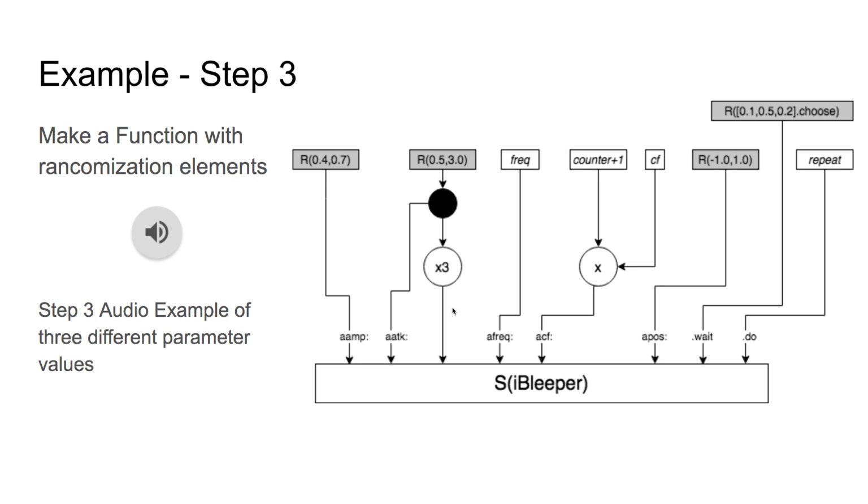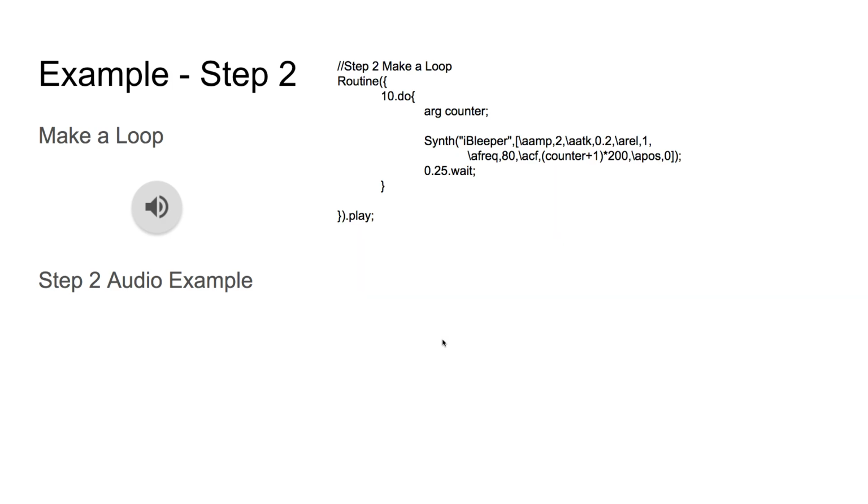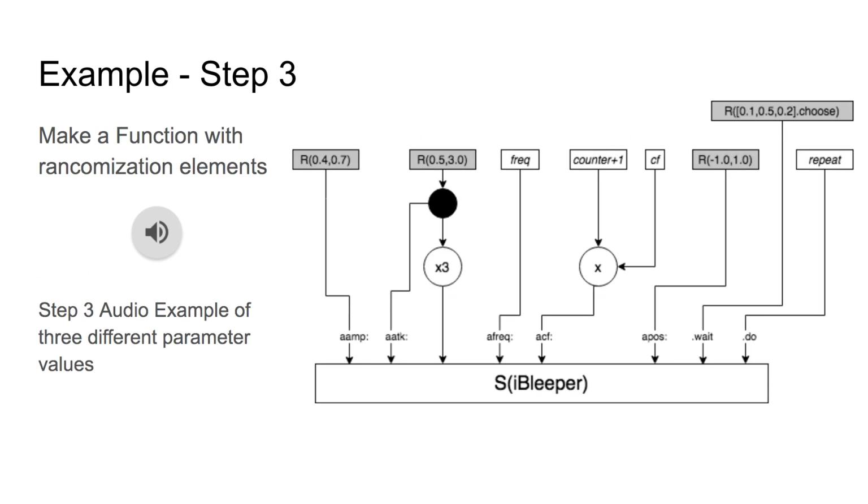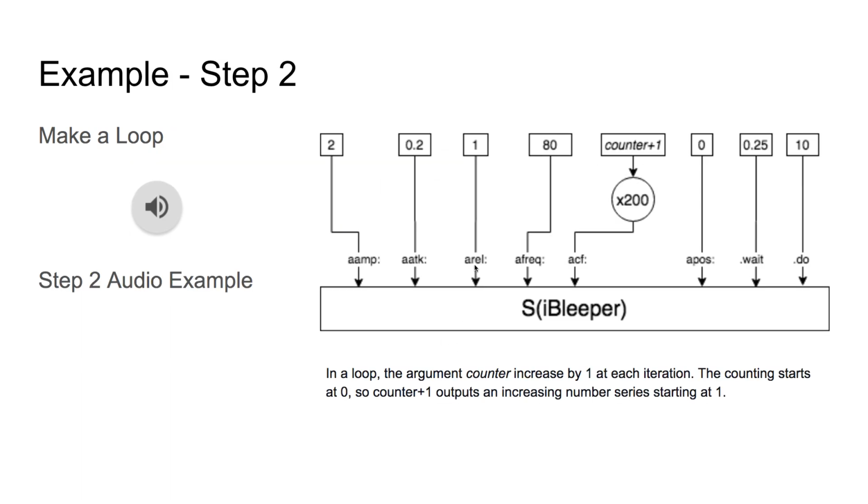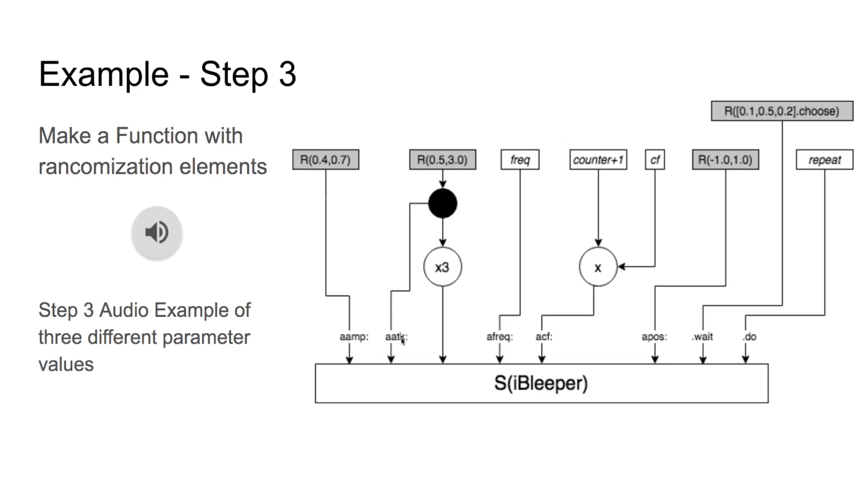Okay. I think I'm missing something in here. Let me check. Oh yeah, this should have been, sorry, it's my mistake. It should have been a release. So my attack time and release time is controlled by one random number.